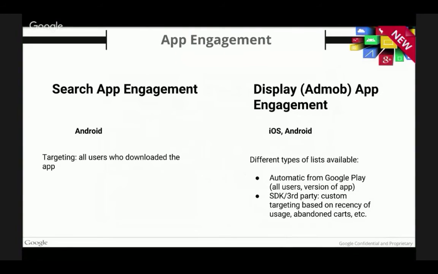When we do engagement for display, we call it display, but it's basically AdMob. There are different types of lists available. The easier ones are just those imported from Google Play. It's all users and certain versions of the app. And there is a more, let's say, complicated option. If you're using SDK, a third party, you can create some custom lists, custom targeting based on recency of usage, abandoned carts, and so on and so forth.